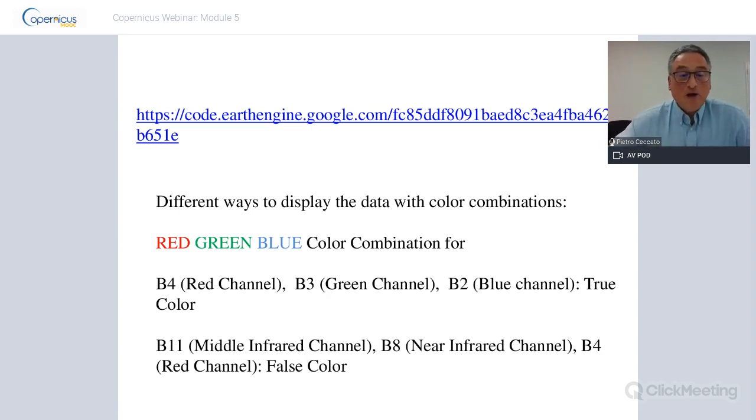But you can combine other bands like the middle infrared, B11, in the red color, B8, the near infrared, in the green color, and the red channel in the blue. So that gives a false color, but where you can see features that are very prominent. You can see the vegetation in green, you can see the bare soil in pink or brown, and the blue will be represented for the water.